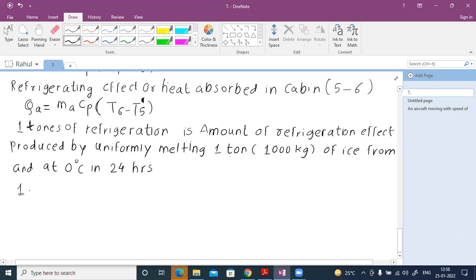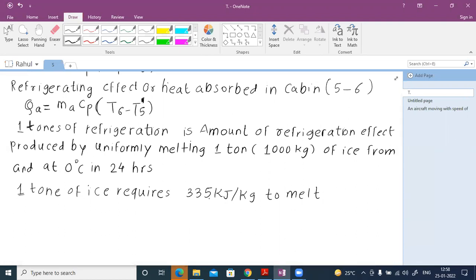Now see, when you talk about 1 ton of ice, it requires 335 kilojoule per kg to melt. So this much amount of heat is required to melt it. That means this much amount of heat needs to be supplied to melt it, and this much amount of refrigerating effect it will produce.